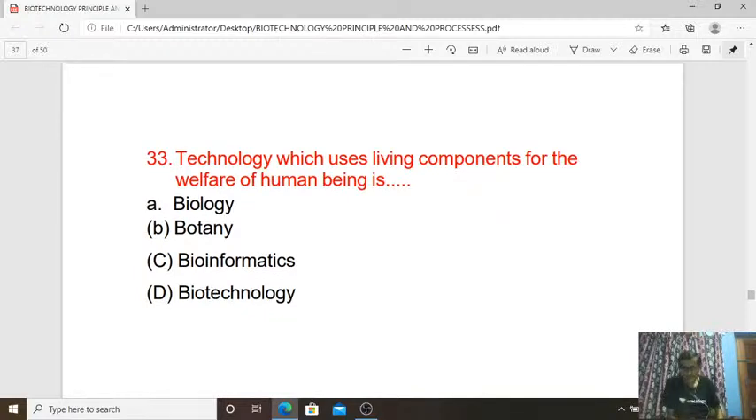Then the 33rd question. Technology which uses living organisms or living components for the welfare of human beings is what? Biology, botany, bioinformatics, biotechnology. Which is the right answer? Anoop, welcome. Yes, biotechnology. Biotechnology is the right answer for question number 33. Prekshita also, you are right.